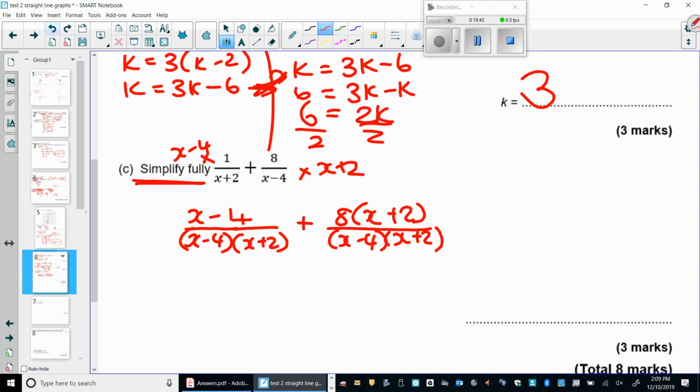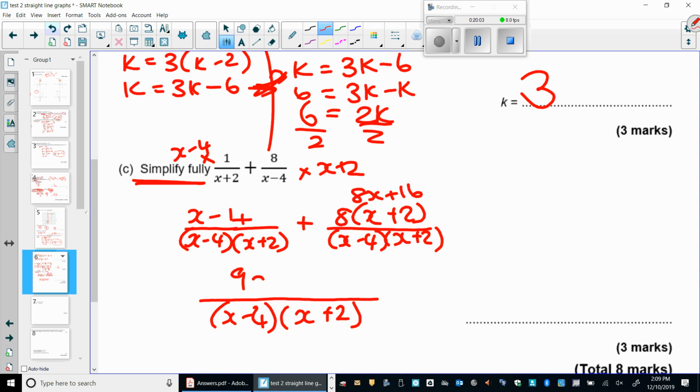Yeah, and from there, I simplified it. So I simplified the right one, so it was 8x plus 16 top, and then I just added the top together, so it got me 9x plus 12 over 4x minus x minus 4 times x. Good, I'm just going to put this step in, x minus 4 plus 8x plus 16.